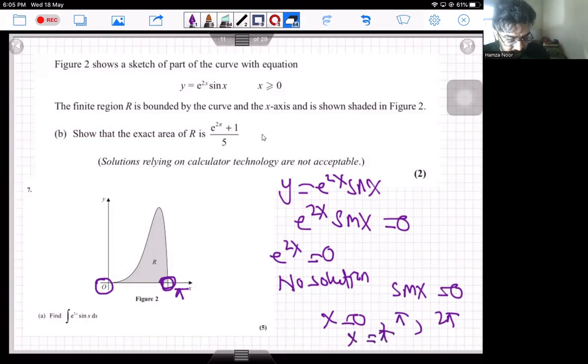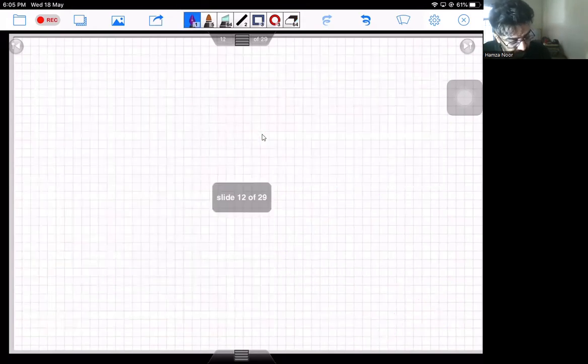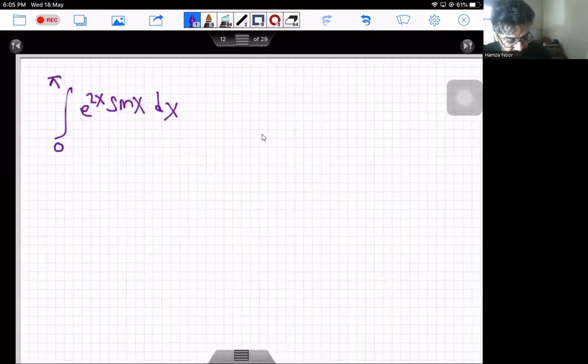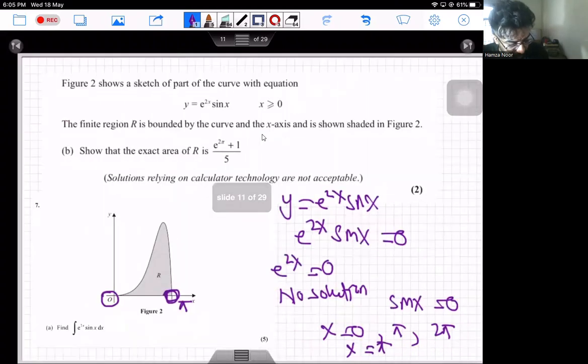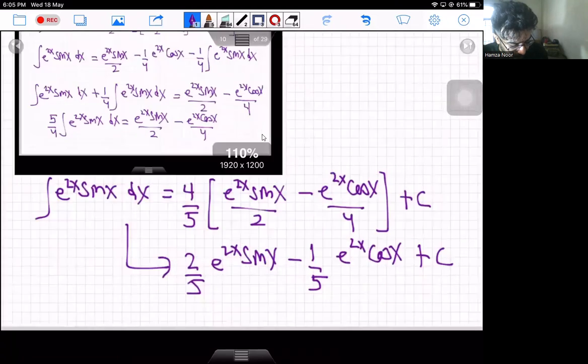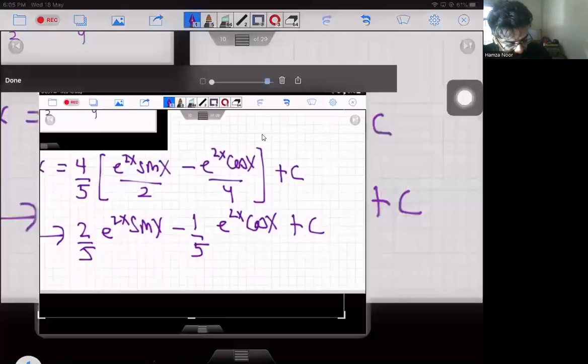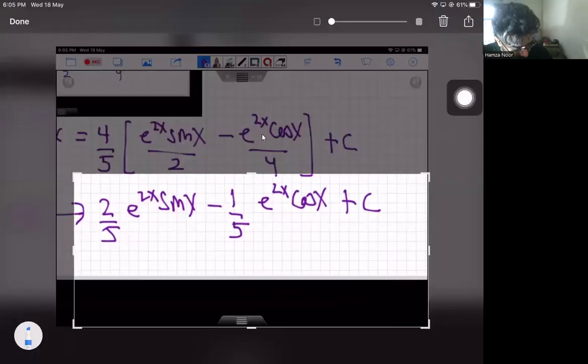So now we need to use the outcome of part A in order to find the exact area of R in this form. So we need to integrate e raised to the power 2x multiplied by sine x with respect to x using upper limit pi and lower limit 0. And as we know, when we integrated e raised to the power 2x multiplied by sine x with respect to x, we got this thing. So let me just take the screenshot on the next page. I don't need to rewrite it again.